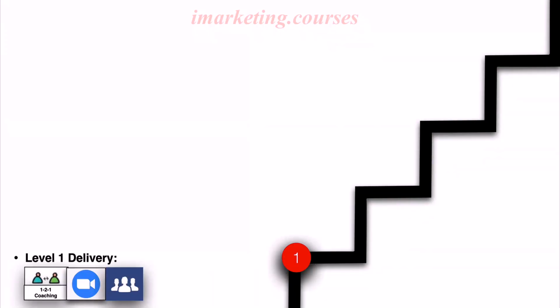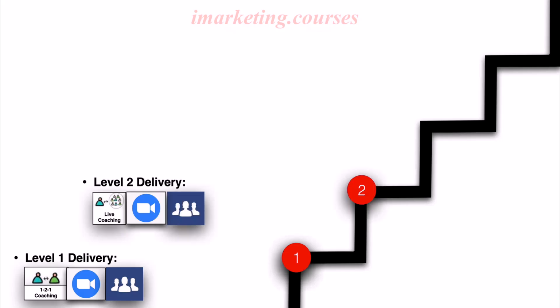Okay, so level 1 delivery is one-to-one coaching, Zoom, Facebook support. Level 2 is live coaching. All right, it's over Zoom. You still have Facebook. Again, the reason why I use Facebook is because it's a great platform to have clients in a group. You can screenshot their results. You can track their progress very easily, and it's completely for free.